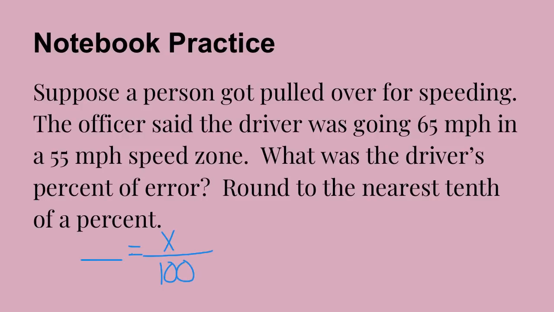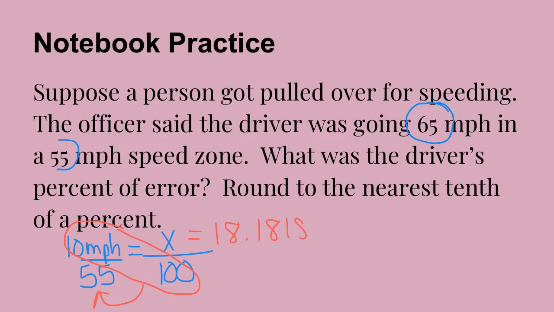And if that driver was going 65 in a 55, they had an error of 10 miles per hour in a 55 mile per hour zone. So you would pick up your calculator, take 10 times 100, divide by 55, and you are going to get kind of an ugly decimal. You will get this, that repeats forever until the end of time.